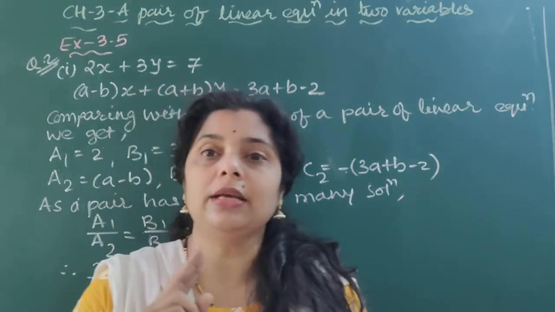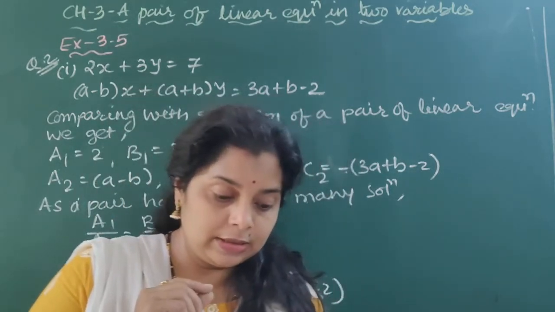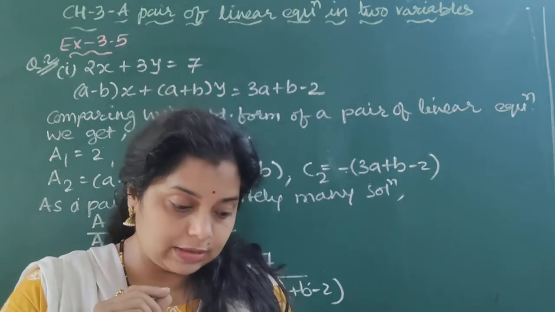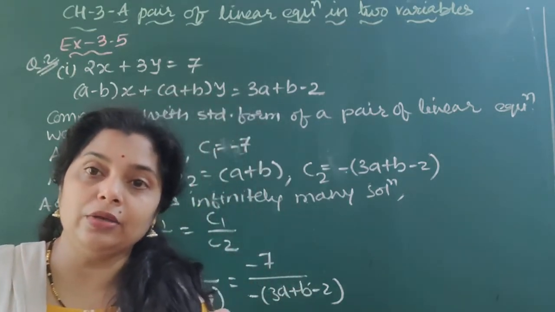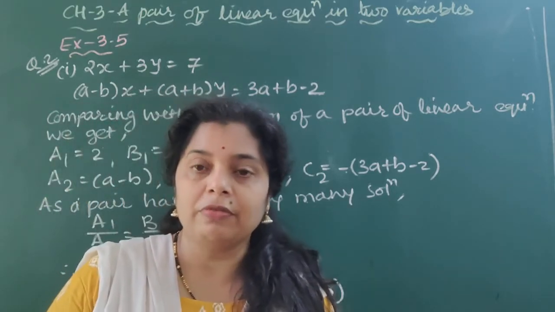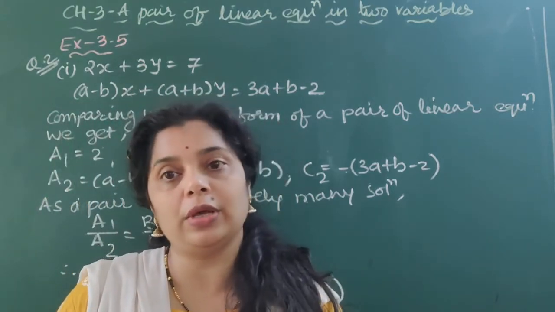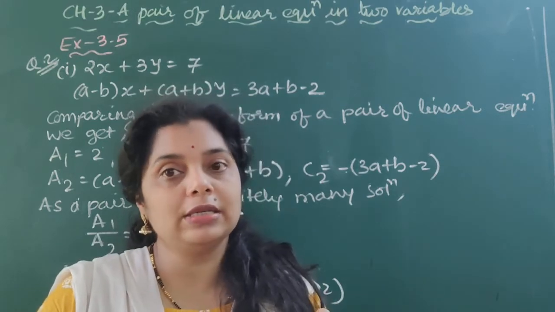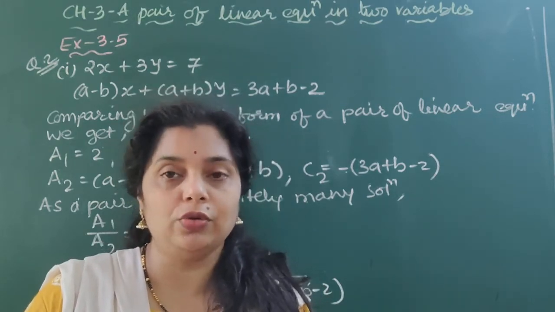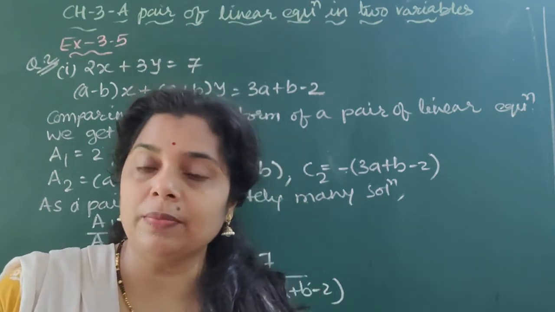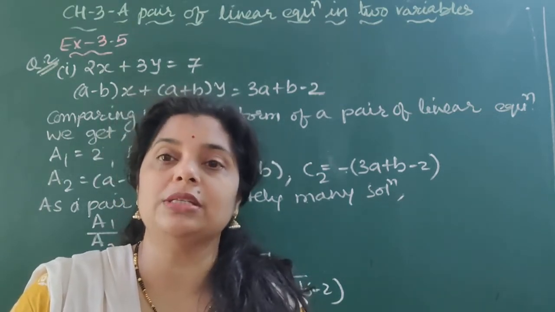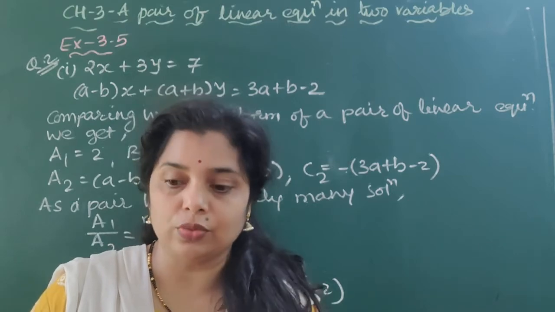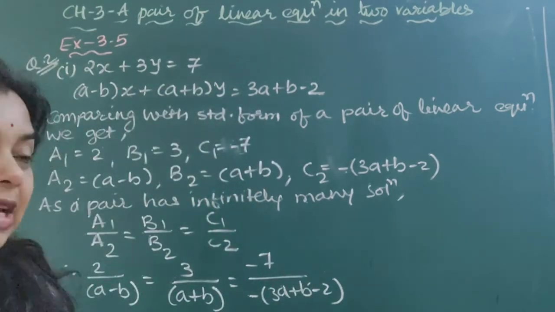And the second thing given here is that the given pair has infinitely many solutions. So by using this concept, we are going to find the values of a and b. As it has infinitely many solutions, what is the condition behind it? a1 by a2 is equal to b1 by b2 is equal to c1 by c2. Okay, so let's see what the steps are.